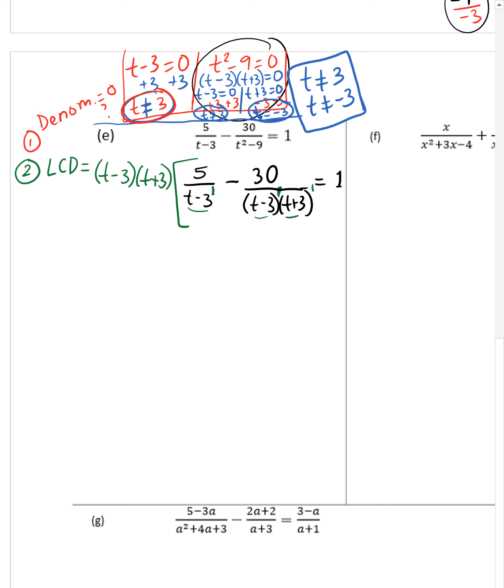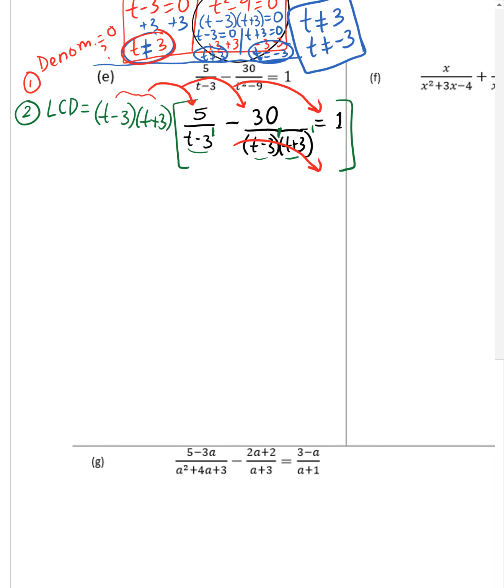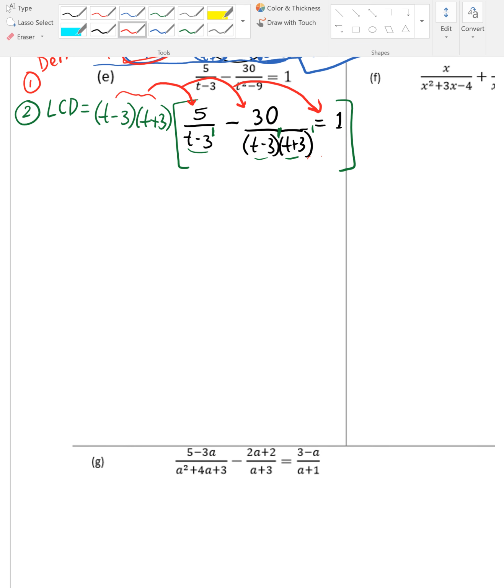I'm just going to take that t minus 3, t plus 3, and multiply it by the entire equation. I'm going to distribute this whole big crazy LCD onto the first fraction, onto the second fraction, and onto the 1 on the other side. Don't forget about that guy. Even if part of it is not a fraction, like a term that's a whole number, you still have to multiply it by that LCD.